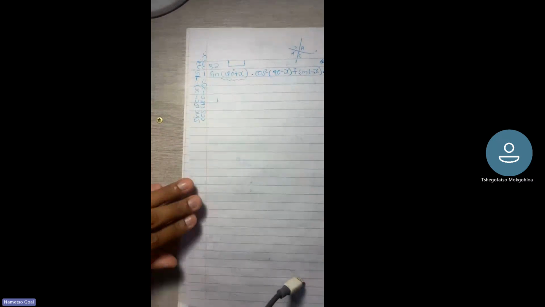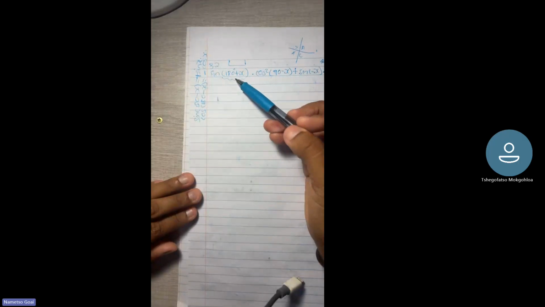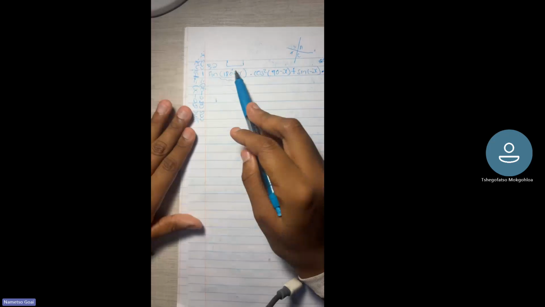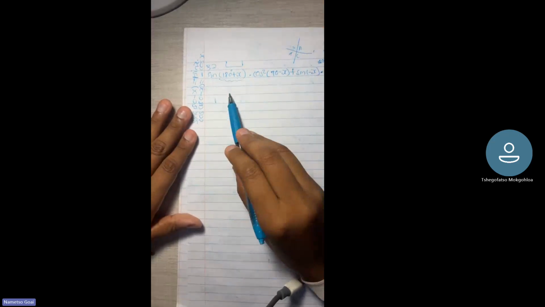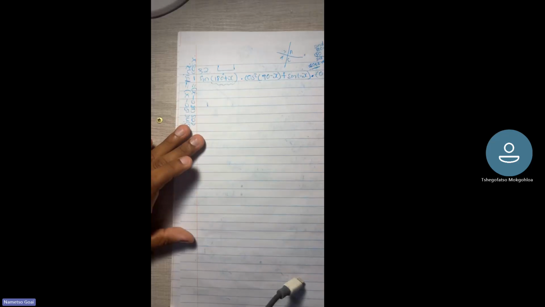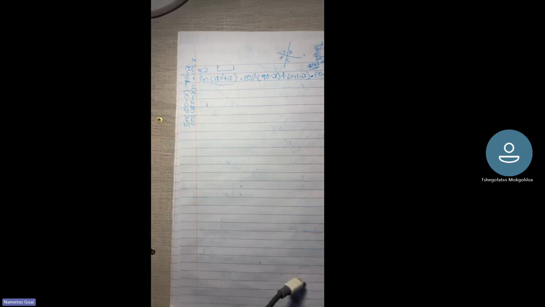So we have sine 180 plus x. We have to check what's happening to sine in this quadrant. Which quadrant would this be? The 180 plus x? It's the third quadrant. And which trig function is positive in the third quadrant?